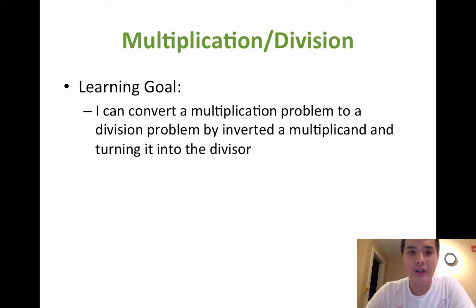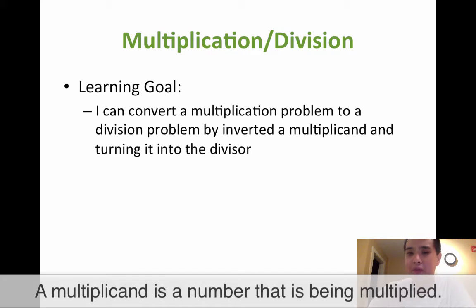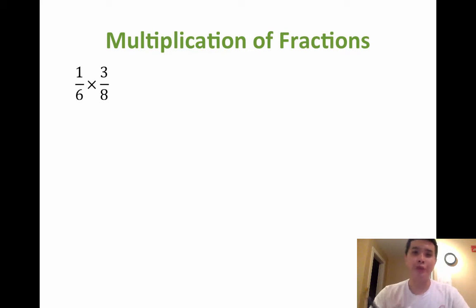Our learning goal for the day is I can convert a multiplication problem to a division problem by inverting a multiplicand and turning it into the divisor. So, please write that down at the top under learning goals. Now recall from previous years, when we're multiplying fractions, what we need to do is multiply the numerators together and then multiply the denominators together.